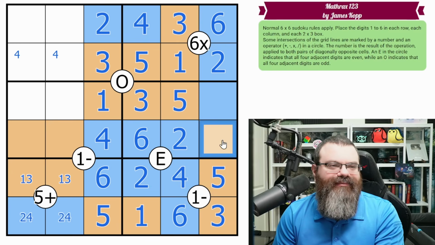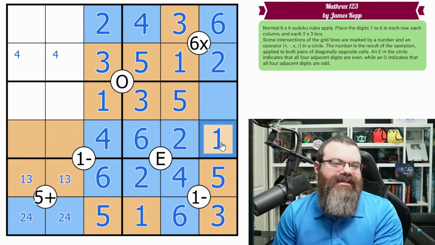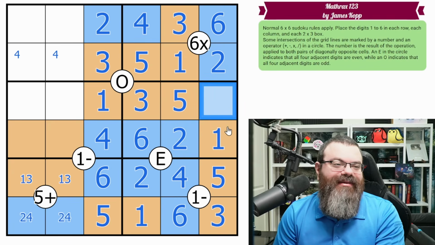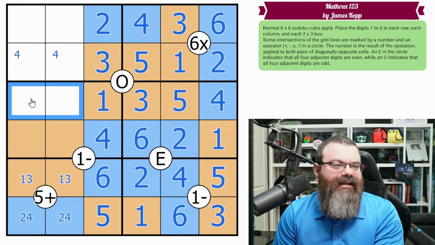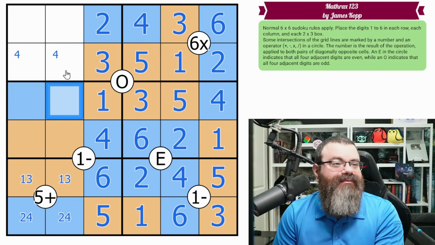Anyway, okay, this time I have no excuse. Okay, that's 1. I think it's because I was just talking about 2. That's 4. The rest of this row is blue. These are blue. These are orange.